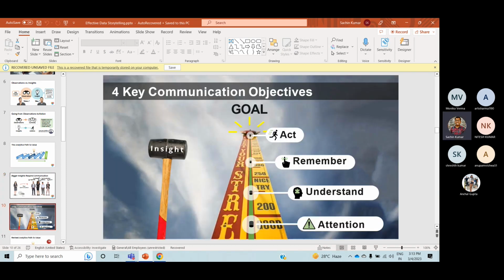So basically, to deal with this problem, we have four key communication objectives in data storytelling. First, we have get the insight. The next steps are to act on the given data or insights, remember and understand more about the data and what to do, and what the big hurdle is in this domain, understand, and give attention to the main clients and their work. So that's why there are four key communication objectives.